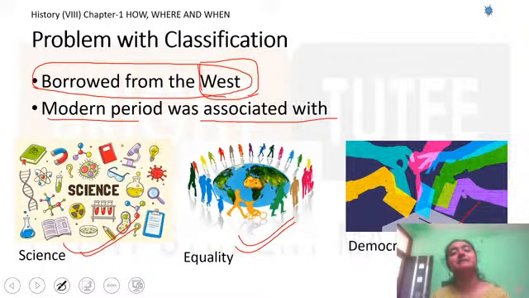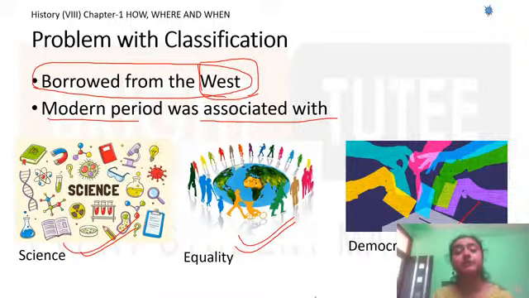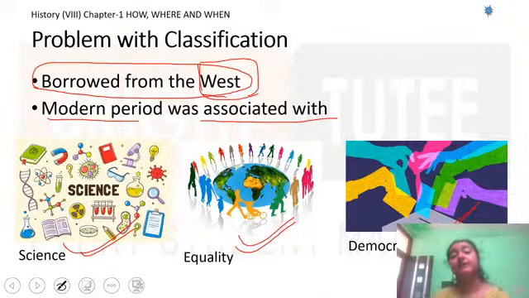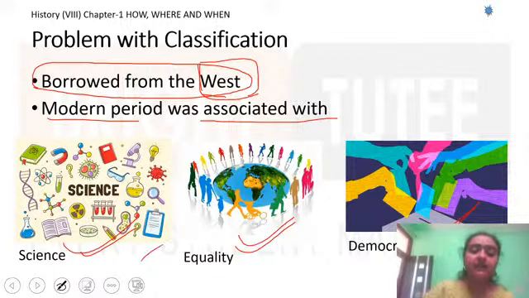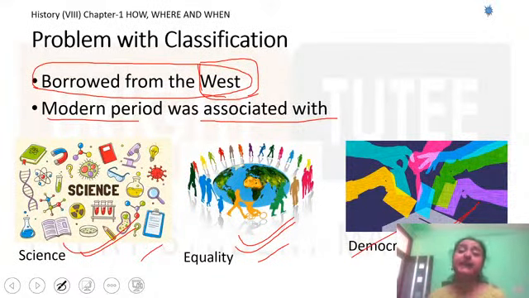जो है किसी भी सिटीजन के बीच में, कोई भी लोगों के बीच में डिस्क्रिमिनेशन नहीं होना चाहिए. And democracy. What is democracy? Democracy is when the head of government is elected by people, means everyone is exercising their rights. They are giving votes and they are electing their head. Okay, so these are the forces which are related with modern period.